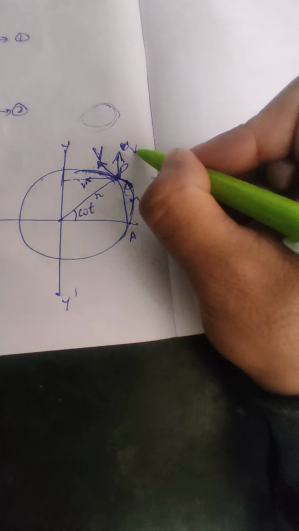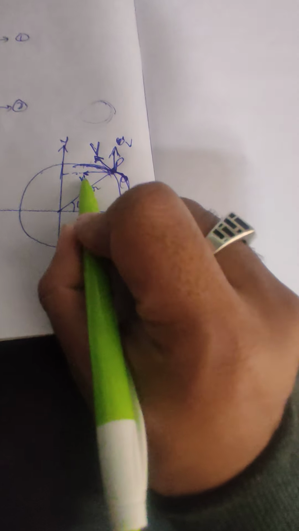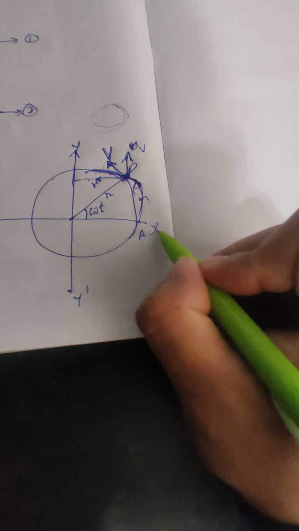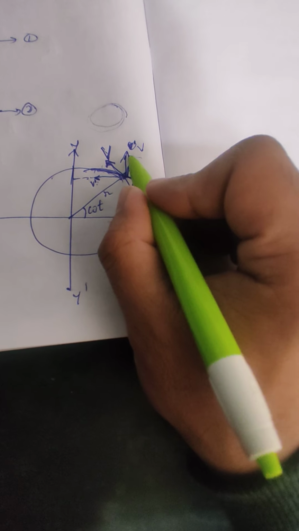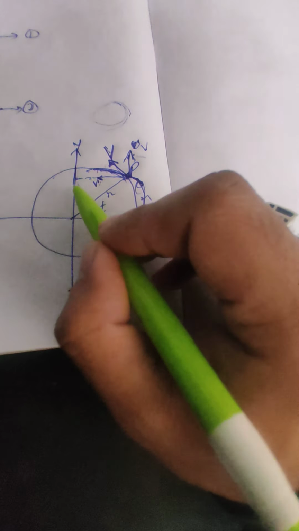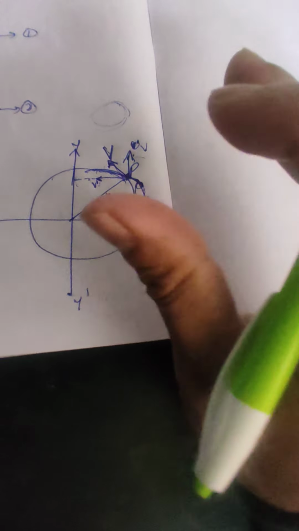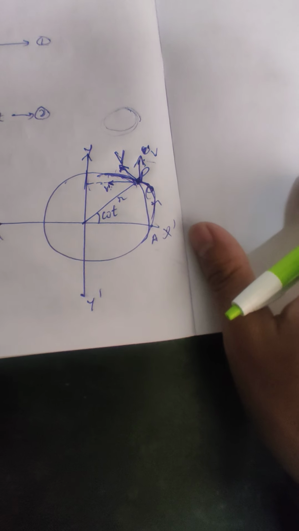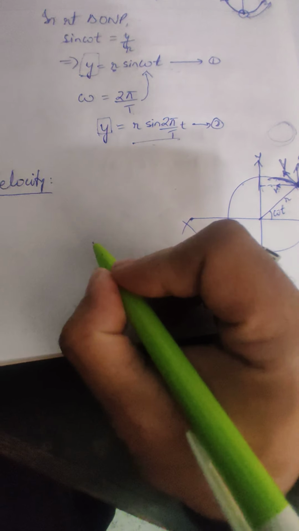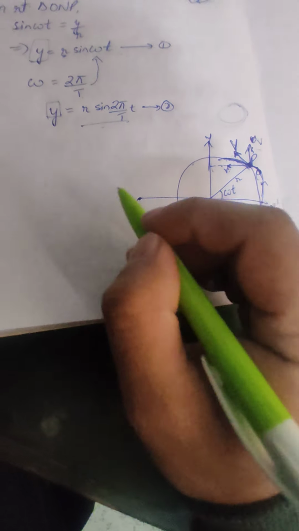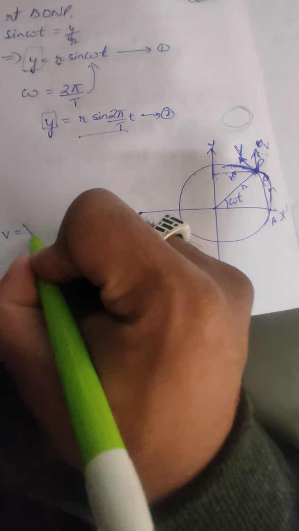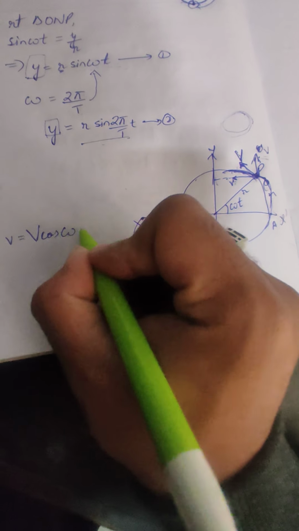Now we will resolve the particle along the y-axis, okay. So v dash is the velocity of the particle along the x-axis, and v is the velocity of the particle along the y-axis, okay. If we resolve the velocity of the particle along the y-axis, it is given by v, right? So v is equal to V cos omega t, okay.